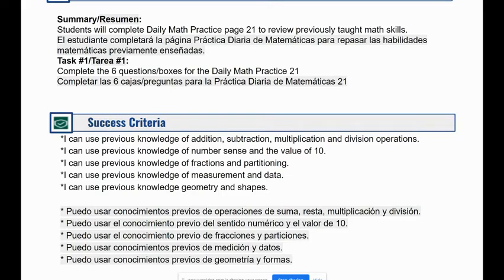For Task 1, students will complete Daily Math Practice, page 21, to review previously taught math skills. To be successful with this task, students will use their previous knowledge of addition, subtraction, multiplication, and division operations, number sense, the value of 10, fractions, partitioning, measurement, data, geometry, and shapes. For Task 1, students are expected to complete all 6 questions of the Daily Math Practice page.